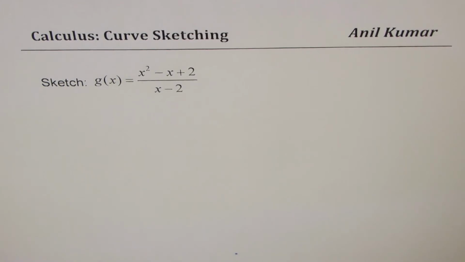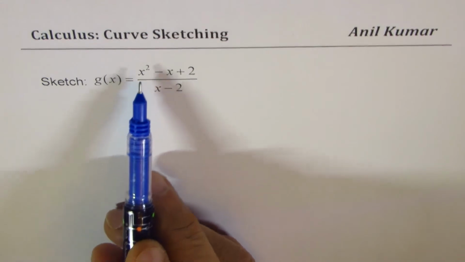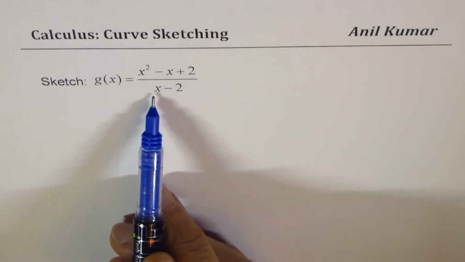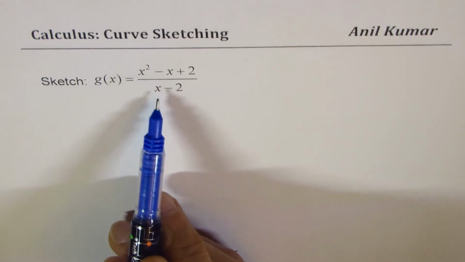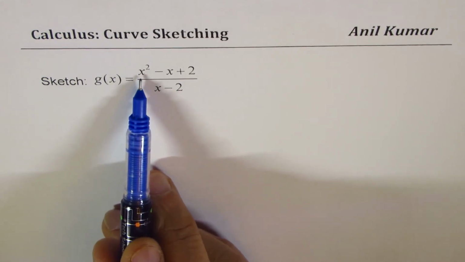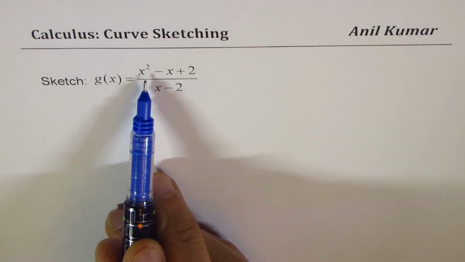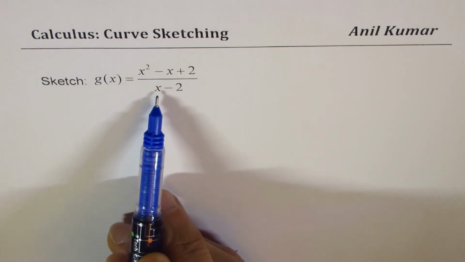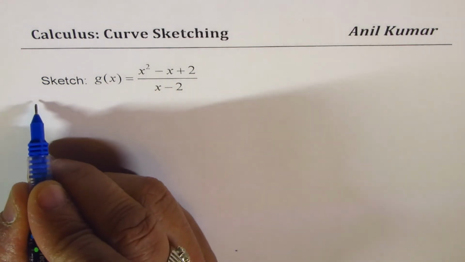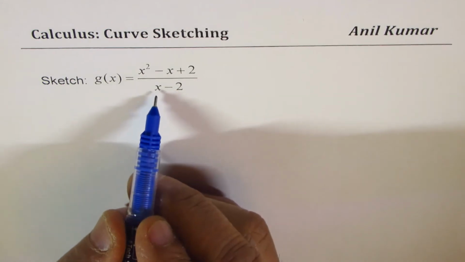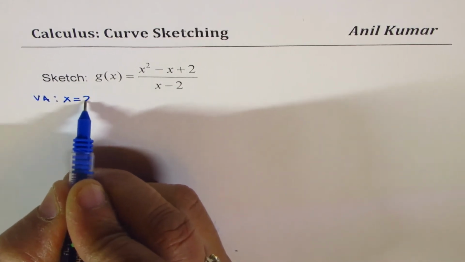Now, let us try to sketch the graph of the function g of x equals x squared minus x plus 2 divided by x minus 2. If you analyze, you know it is a rational function. Degree of numerator is higher than denominator. So what we expect is an oblique asymptote, right? And we do have a vertical asymptote at x equals 2. So we can begin with easy things first. That is vertical asymptote at x equals 2.